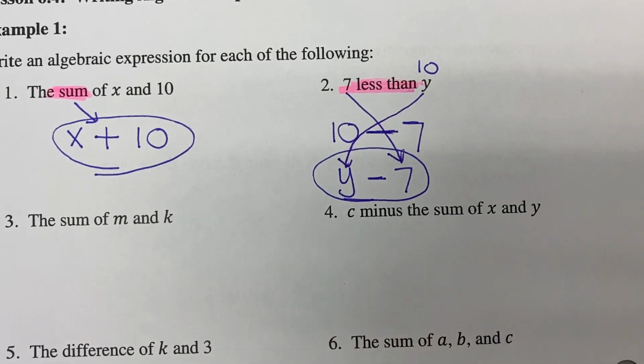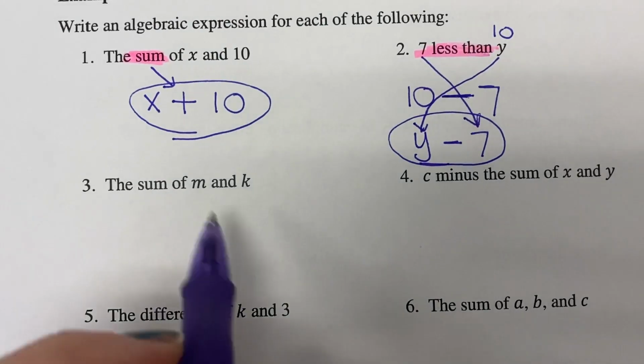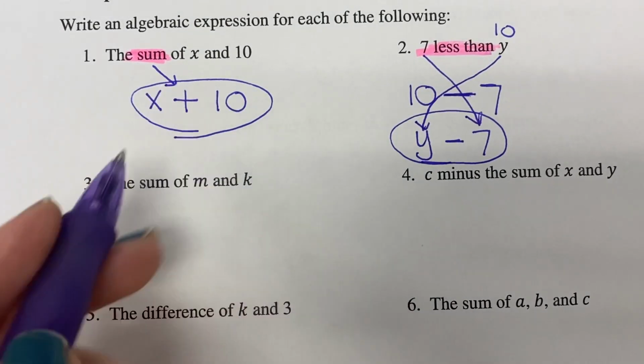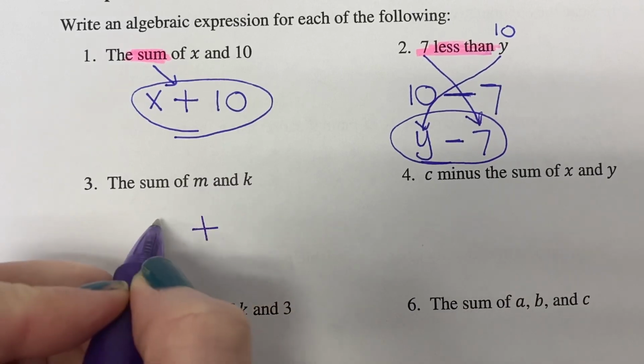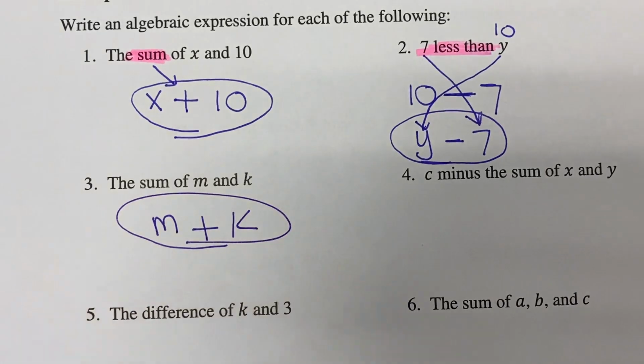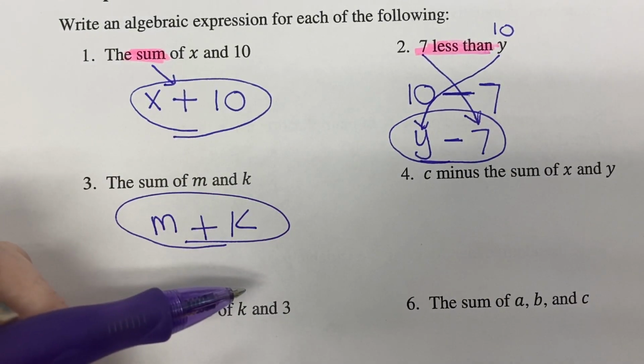That's a tricky one. Okay, let's look at the next one. Oh, another sum. The sum of m and k. So sum means addition. The sum of m and k. Done. And one thing to bring up, we've already studied the commutative property of addition.